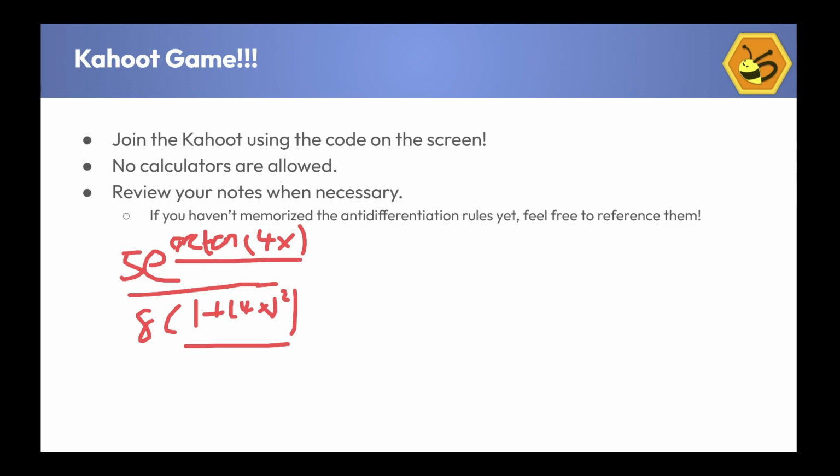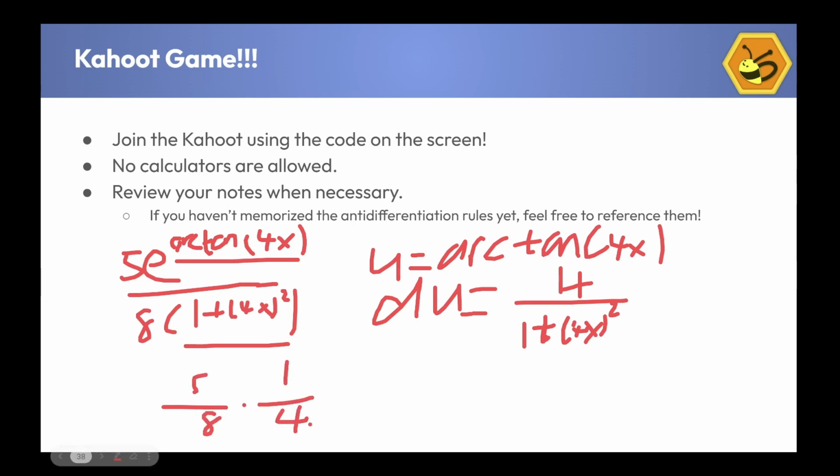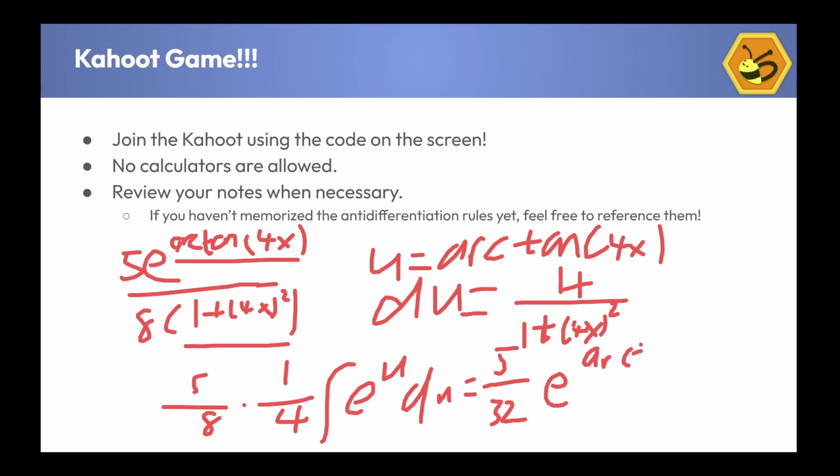This is perfectly fine. So I'm going to use a u substitution, and du will be equal to 1 over 1 plus (4x) squared, for the arctangent. And don't forget that we need to use a chain rule. This might also make you choose the other option if you forget the chain rule. For the chain rule we multiply by 4, so I'm going to put this 4 here. So the integral will be 5 over 8 on the outside, and then 1 over 4, and then the integral of e to the u, giving 5 over 32 e to the power of arctangent 4x plus c.